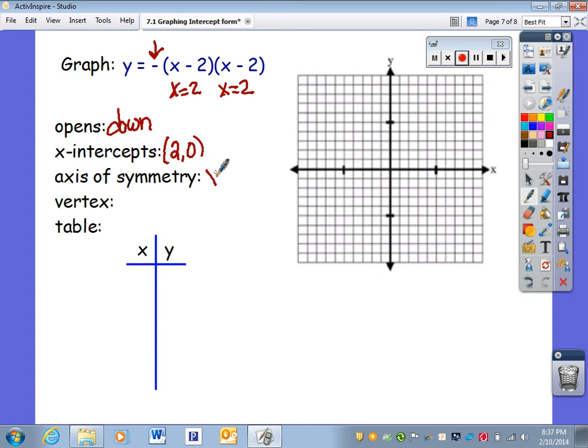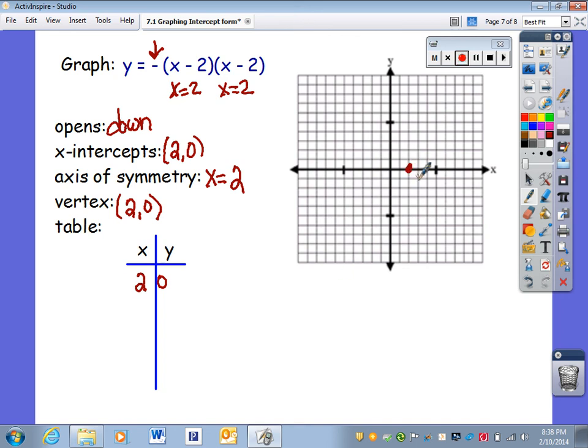Now our axis of symmetry is the line that divides the parabola in half. So what we're supposed to do is to take our x-intercepts, add them together, and divide by 2. Well, they're the same point, so 2 plus 2 is 4 divided by 2 is 2. So our axis of symmetry goes through the point 2, 0 at 2. And we also will find out if I put a 2 back into the equation, 2 minus 2 is 0. So in this case, our x-intercept and our vertex are the exact same point at 2, 0.